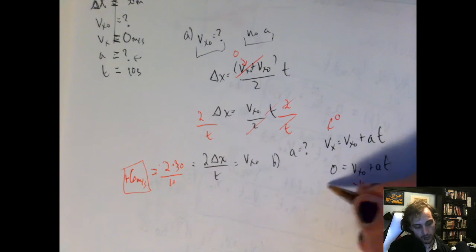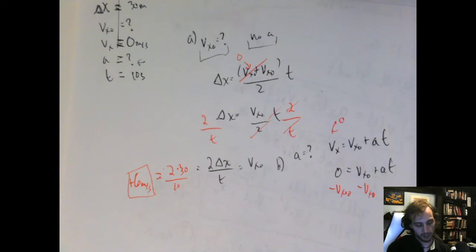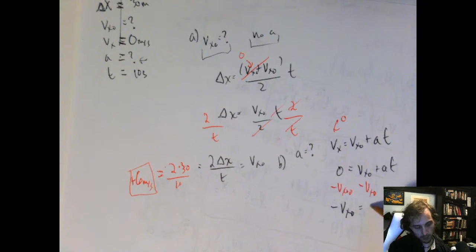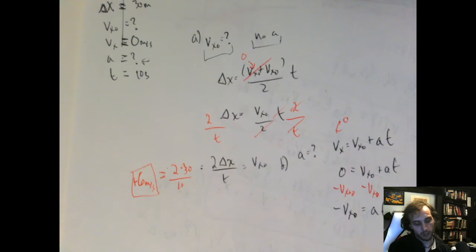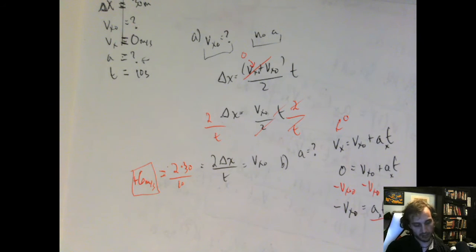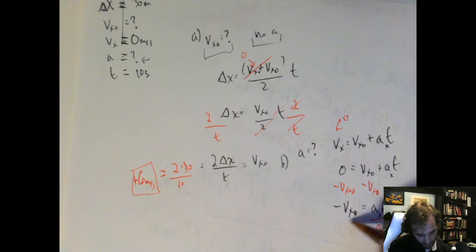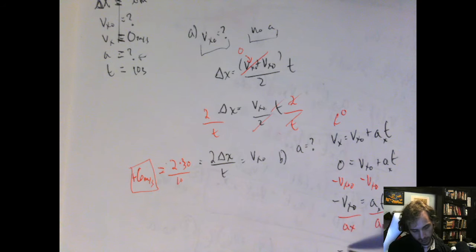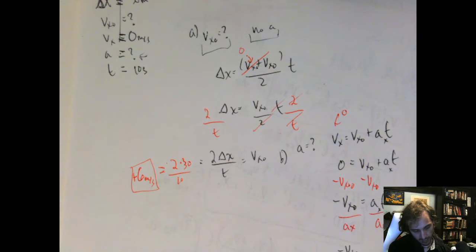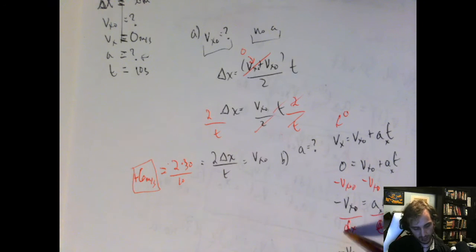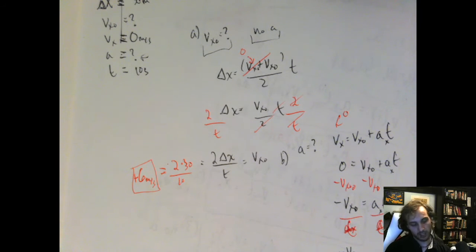Subtract off Vx naught from both sides. That'll give us minus Vx naught equals acceleration times time. Divide each side by the, oh geez, I just realized that all the accelerations are supposed to have little x's on them because the College Board hates me being able to write things efficiently. Divide each side by ax. And what we'll get is negative Vx naught divided by ax. Oh, we're solving for ax. Whoops. Divide by time.